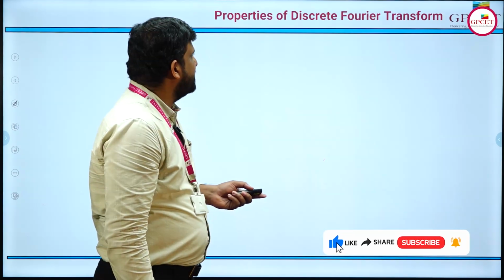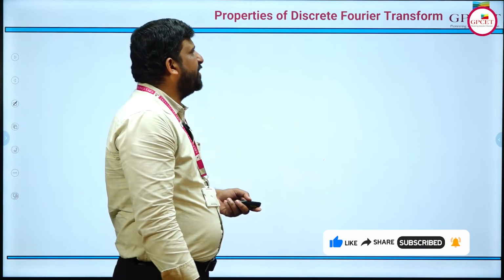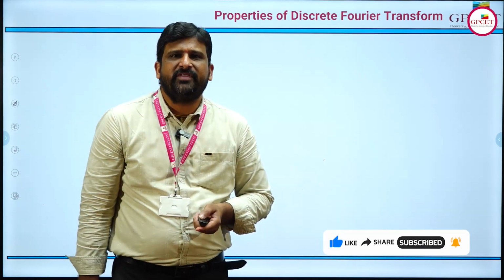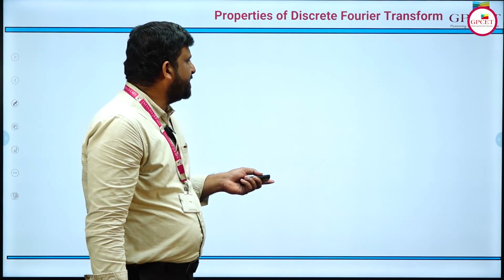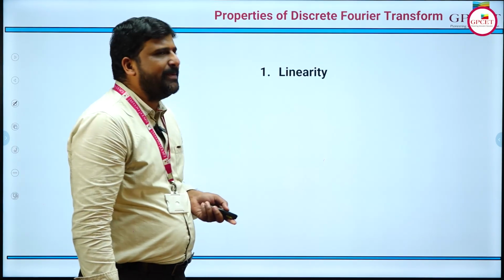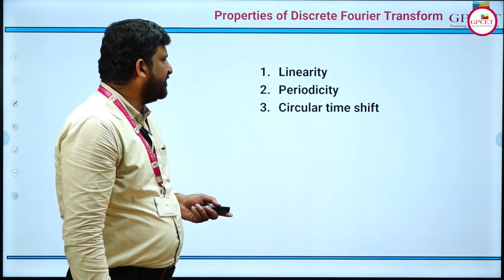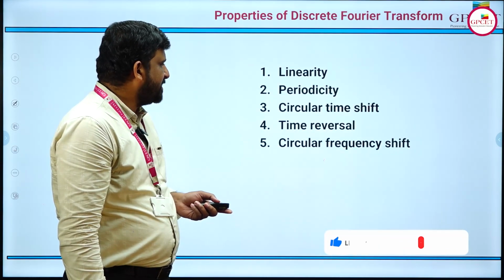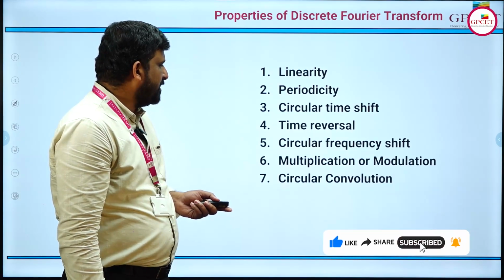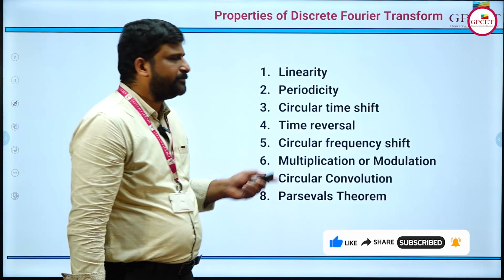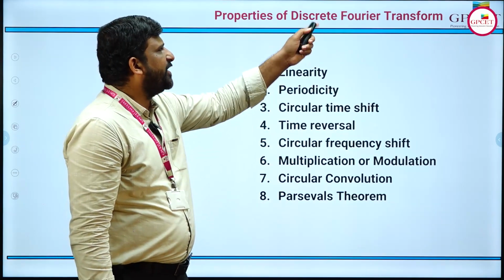Fine. So based on this, let's start with what the Fourier transform is and what the properties of the Fourier transform are. Today, these are the main properties we are going to discuss: linearity, periodicity, circular time shift, time reversal, circular frequency shift, multiplication or modulation, circular convolution, and Parseval's theorem. These are the main properties of the discrete Fourier transform.